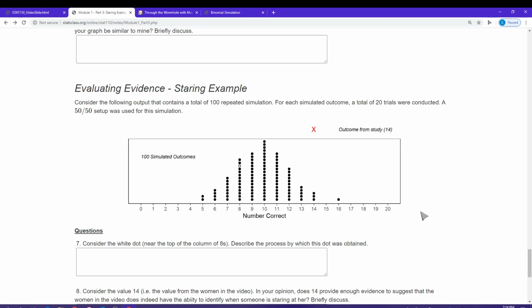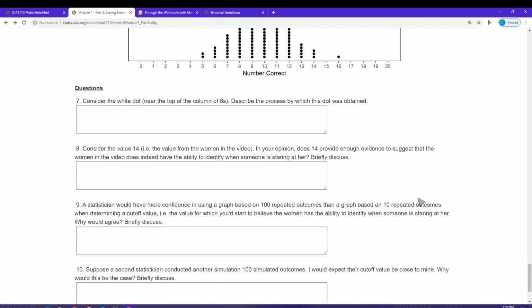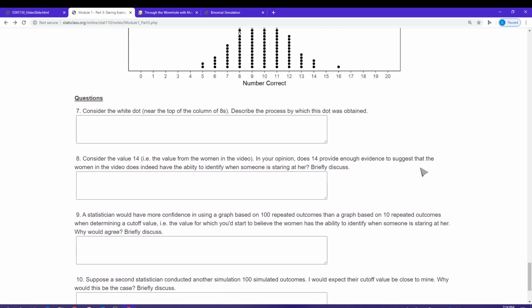Again, our goal here is to determine whether or not 14 is a likely outcome or an unlikely outcome. And if it's unlikely on this end of the distribution, then I'm going to believe that she does indeed have the ability. All right, I'll go ahead and hit pause here and let you answer the rest of those questions.